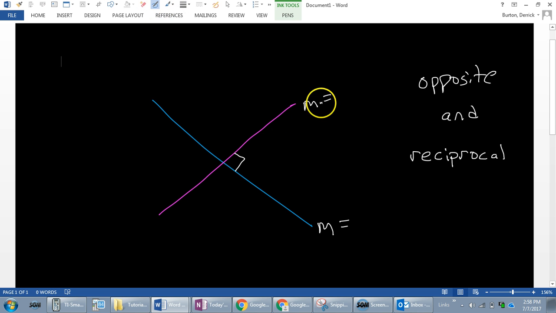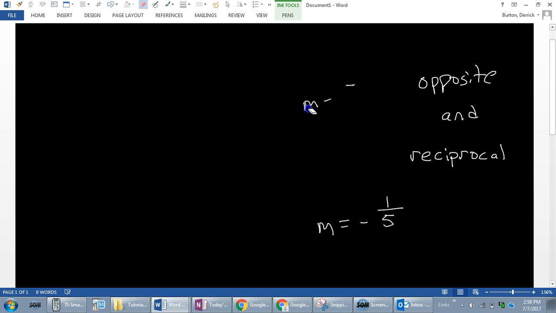What if the pink line had slope of 5? What would be the slope of the blue line? -5. That's close. Okay, -5 gets me the opposite part. Now, +5, if I look at it as a fraction, would be like 5/1. So it would be -1/5. Okay, so this would be how the slopes of perpendicular lines work. So keep that in the back of your mind.